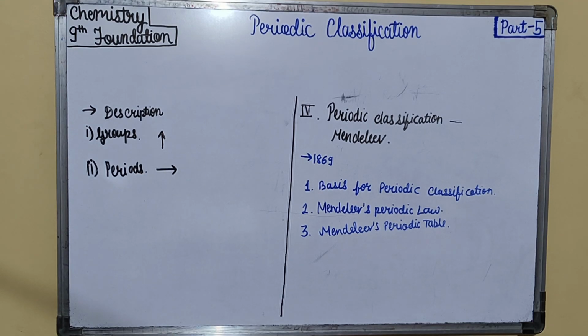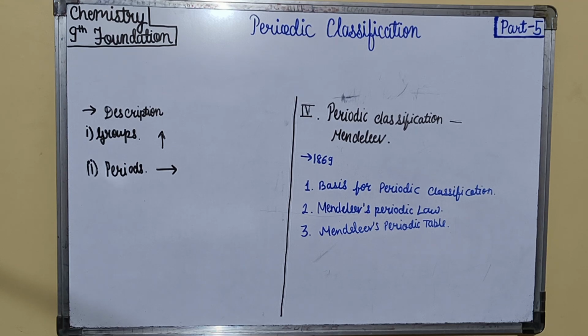Then there are the constituents of a period. A period comprises the entire range of elements after which the properties repeat themselves. Then there are the properties in a period. In a period, the properties of the elements gradually change from metallic to non-metallic while moving from left to right.